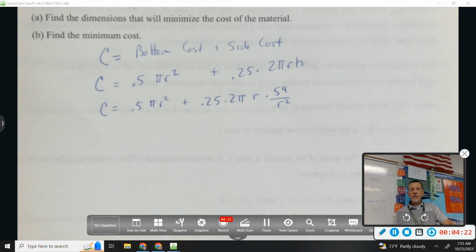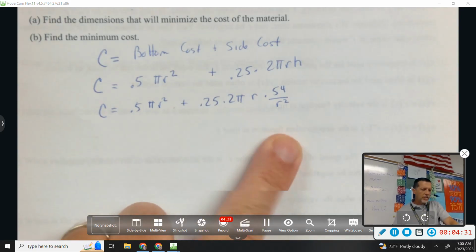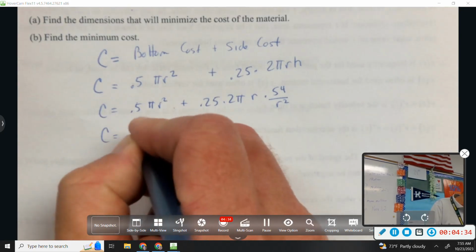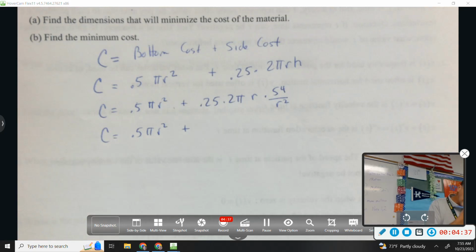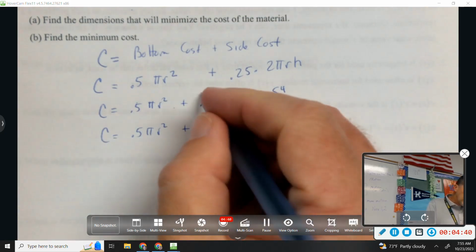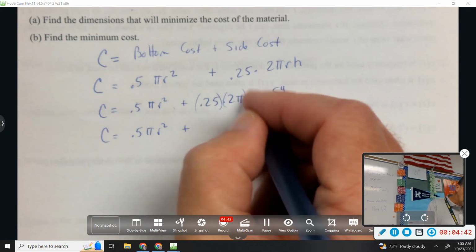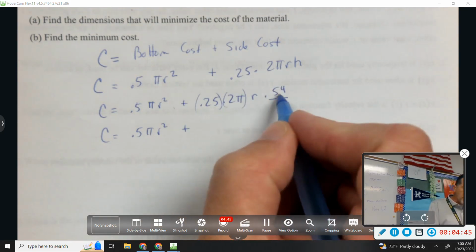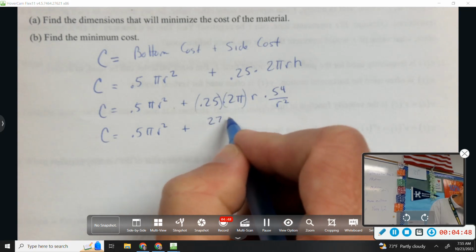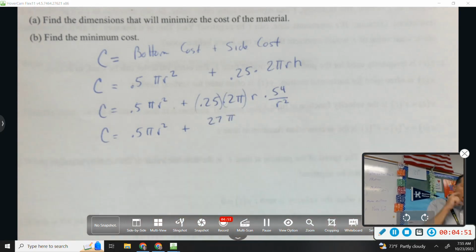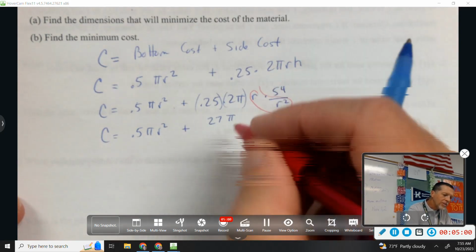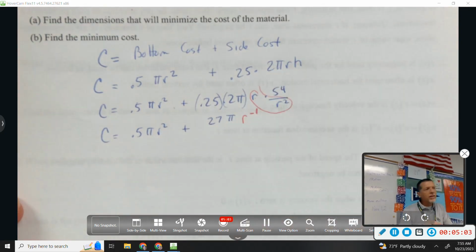So you still really haven't done any calculus yet. This is all algebra. I don't want to take a derivative yet because I got two r's in there. So 0.5 pi r squared plus, let's see, 0.25 times 2 would be 0.5. 0.5 times 54 would be 27. So 27 pi. In algebra, I would write it as 27 pi over r, right? Because the r over r squared. But in calculus, to make sure I take this derivative right, I'm going to write it as r to the negative 1.